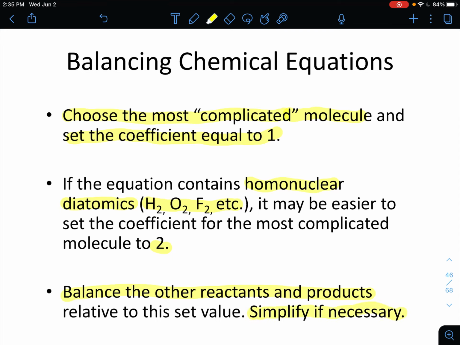Let's say that you accidentally decide to start with 2 rather than 1, and then you just end up with all of your balancing coefficients being even numbers. You can just fix that by simplifying, divide everything through by 2 at the end. But a truly balanced equation for our purposes is going to have the lowest whole number ratio possible.